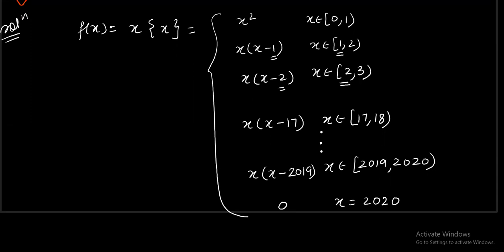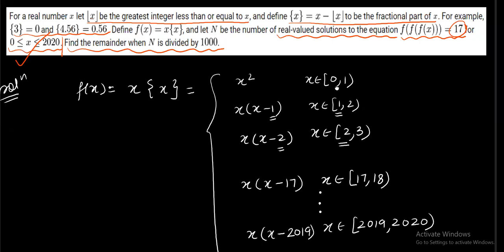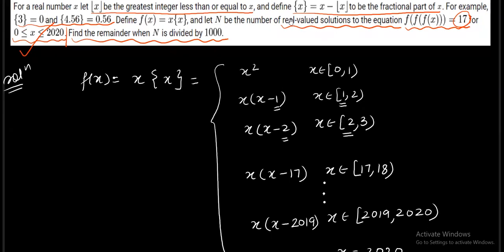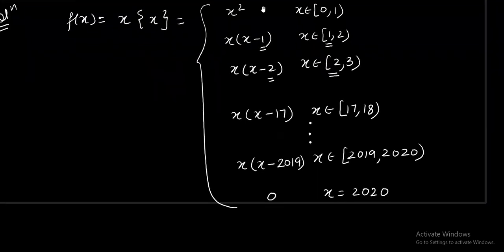So here is the definition of the function, at least for closed 0 to 2020. Once I have defined this function, I'll read the question once again. They are saying that n is the number of real valued solutions to the equation, the composition f of f of f x, is equal to 17. Okay, fine. So now I'll be taking the help of the graph of this function to continue my question. See, everywhere all the branches are quadratic and we can easily trace them. All these branches have one root at 0. The other one in the interval closed 1 to 2 becomes 1. In closed 2 to 3, the other root is 2. The other root is 17. Here, the other root is 2019. So we can easily trace this graph between 0 to 2020.